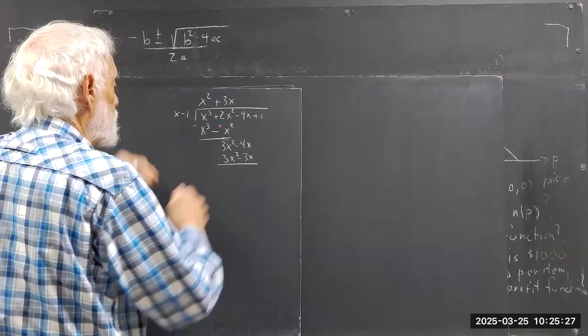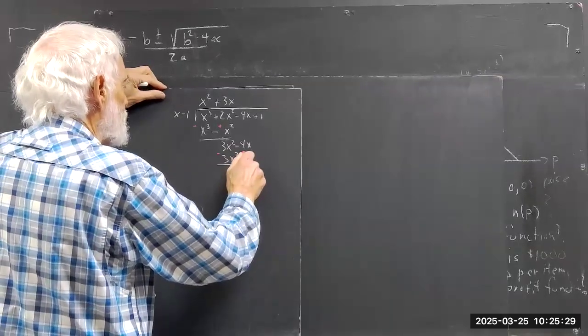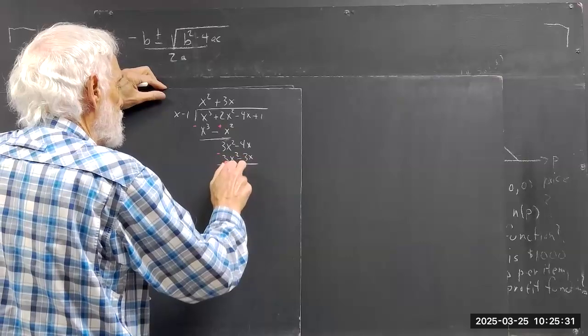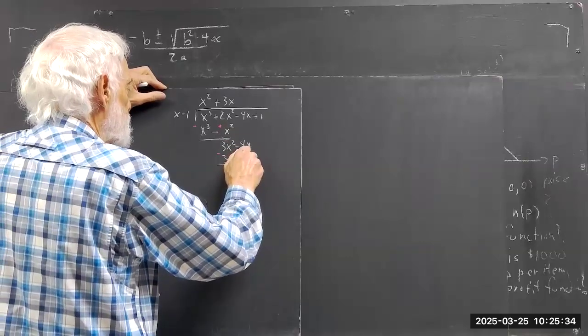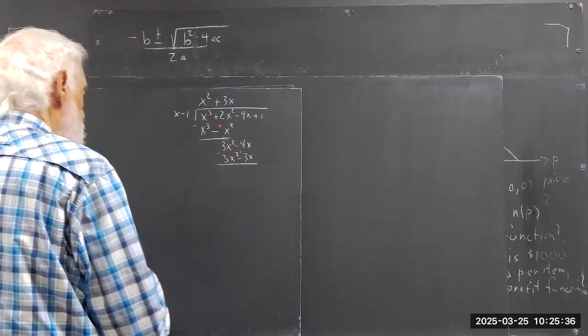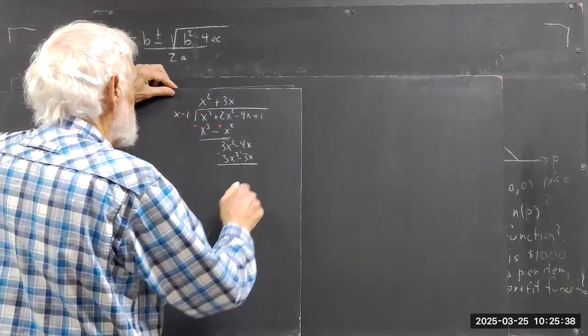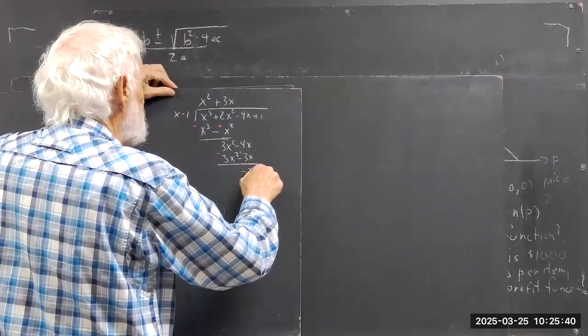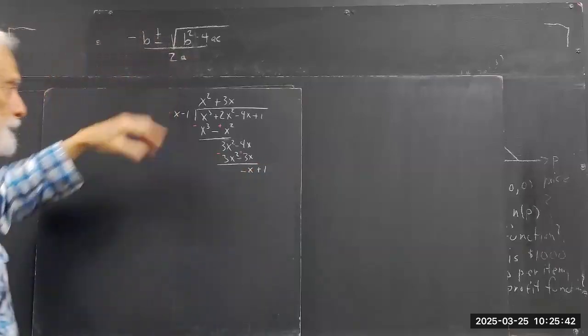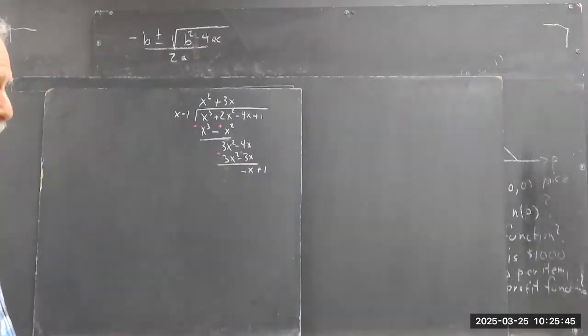Then we make ourselves a note. We're going to have to subtract this from this, which means we're going to be adding the 3x to the negative 4x, and we get minus x plus 1. Okay.